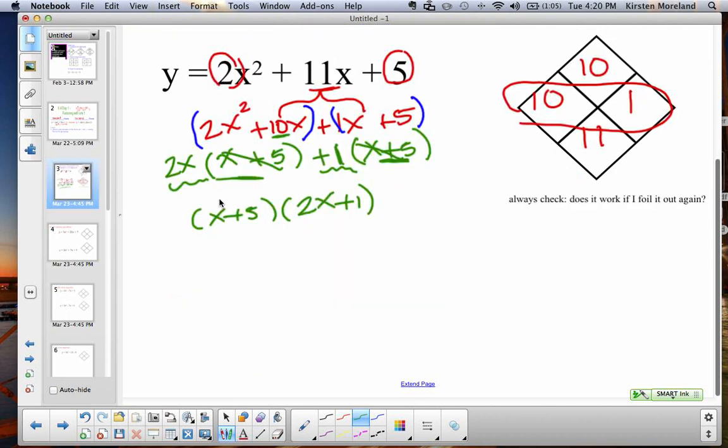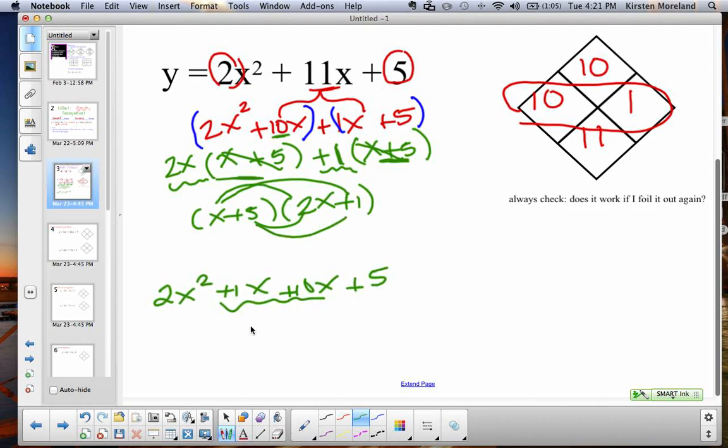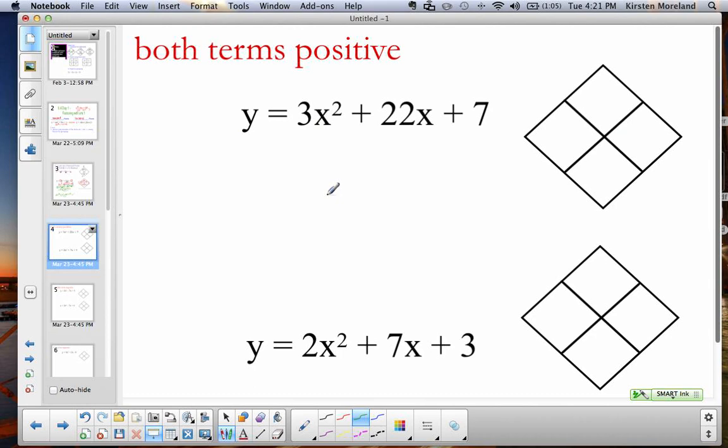So I'm going to check some of these, but not all for sake of time. So I'm going to FOIL this just to make sure it gets me the correct answer. So I get 2x squared. X times 1 is 1x. 5 times 2x is 10x. And 5 times 1 is 5. My middle term adds to 11x. So I got my answer checked. I factored it correctly.